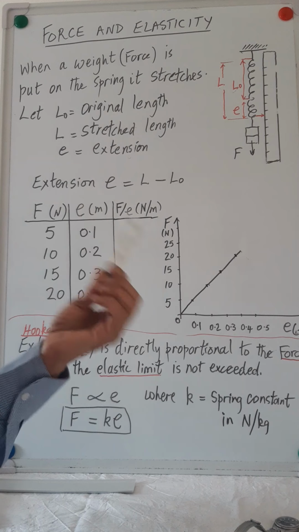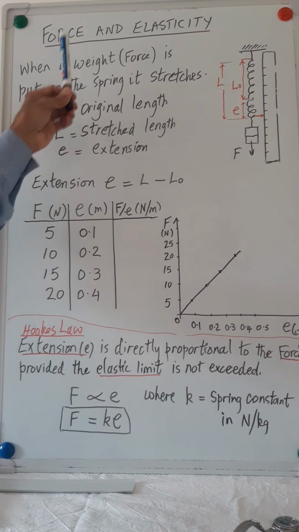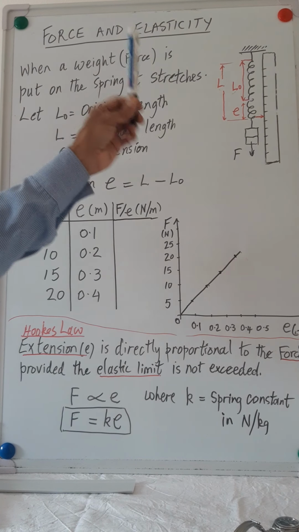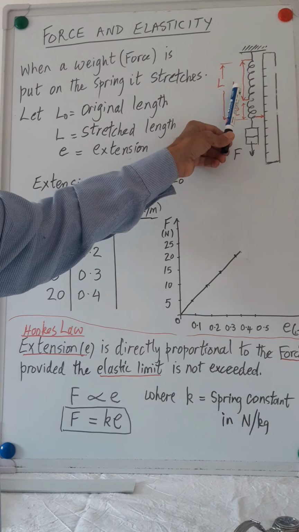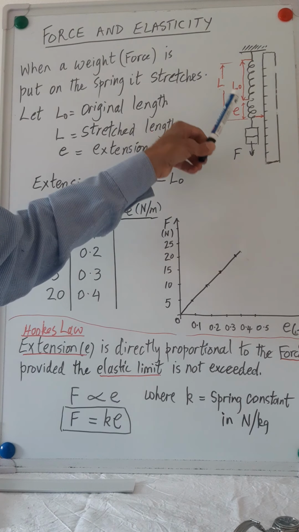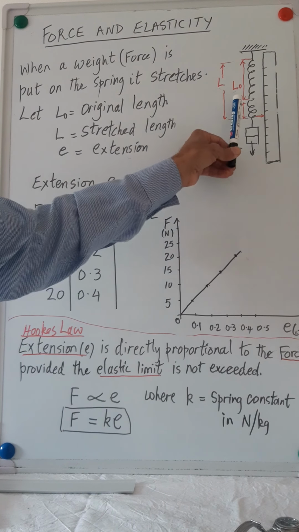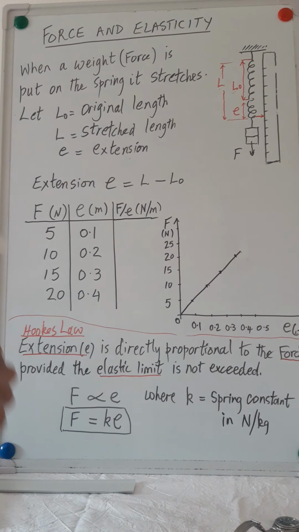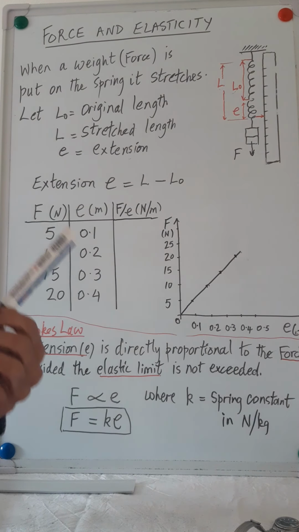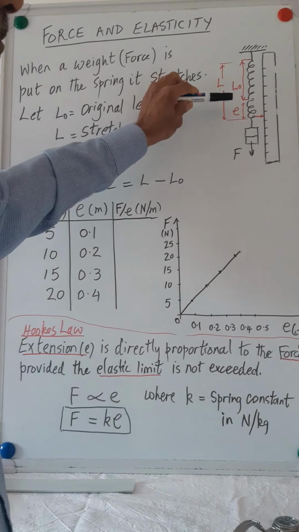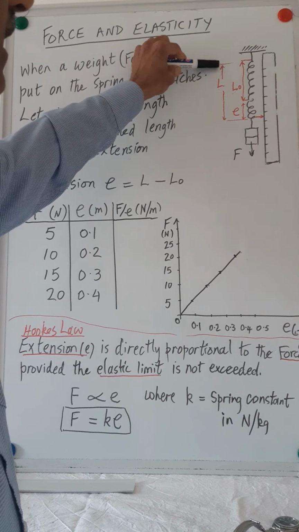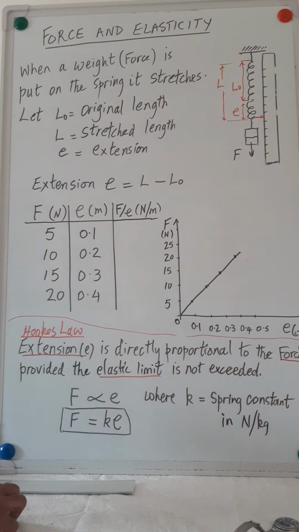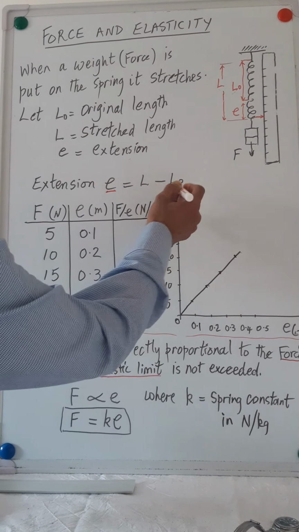Now, when we put a weight on a spring, the spring stretches. Suppose the spring had an original length L0, and when we put the weight on it, it stretches to a new length L. So by how much has the spring extended? It has extended by an amount E, which is given by L take away L0. So the extension of the spring, E, is equal to L minus L0.